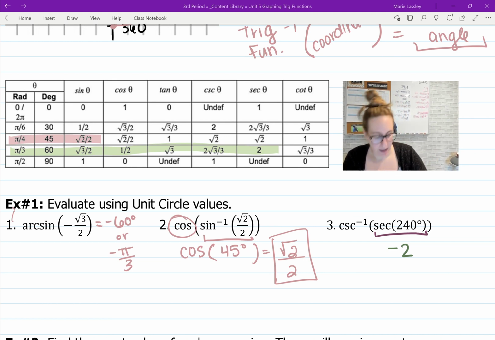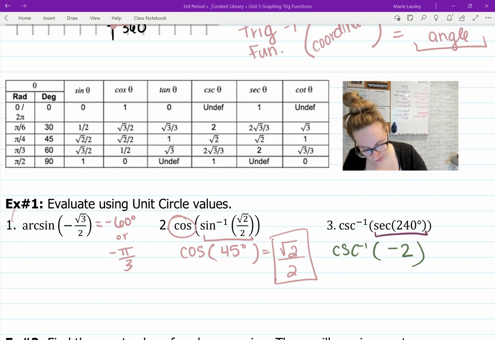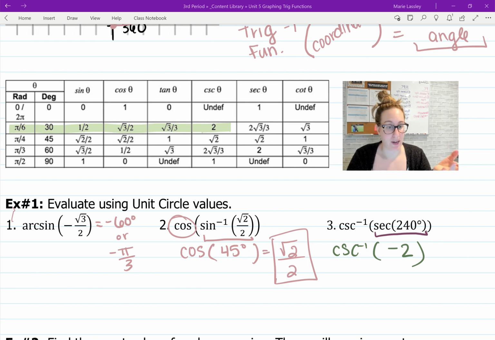All right, now it's asking us to find... Now we're doing inverse. So it's asking us for what angle do we have a cosecant value of -2. So we're going to go to the cosecant column and look for a 2. And we see that that happens at pi over 6 or 30 degrees.